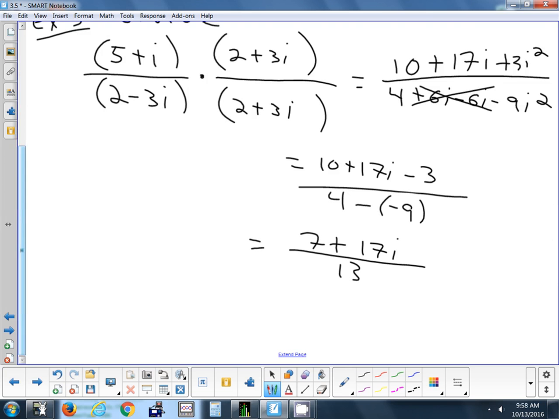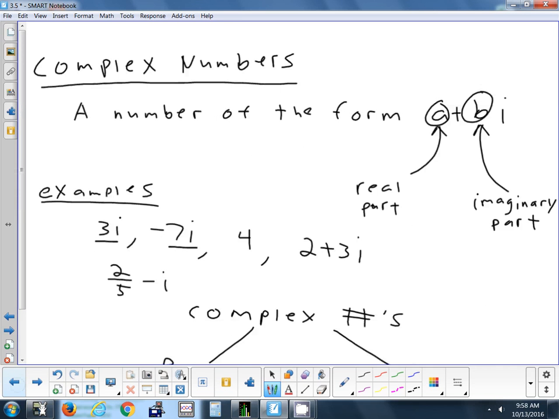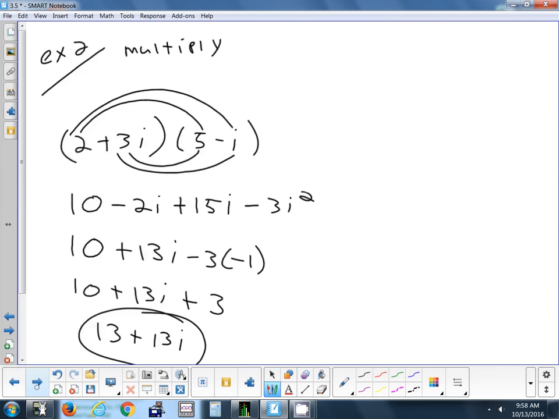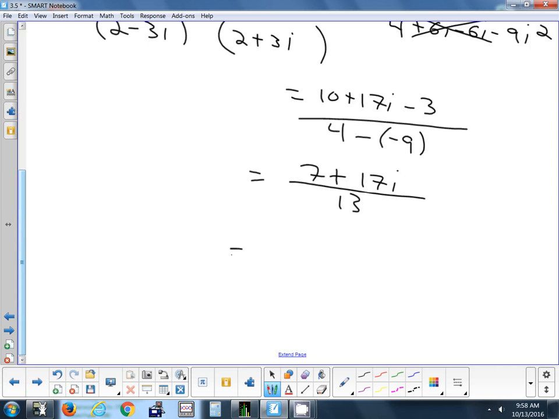13. Now, the only thing that's wrong with that is, I said when you write an imaginary number, it should be your real part plus or minus imaginary part. So we don't quite have that. We have one big fraction. So what we're going to do is just take this answer and split it apart. I'm going to write my real part as 7/13, and my imaginary part as 17/13.